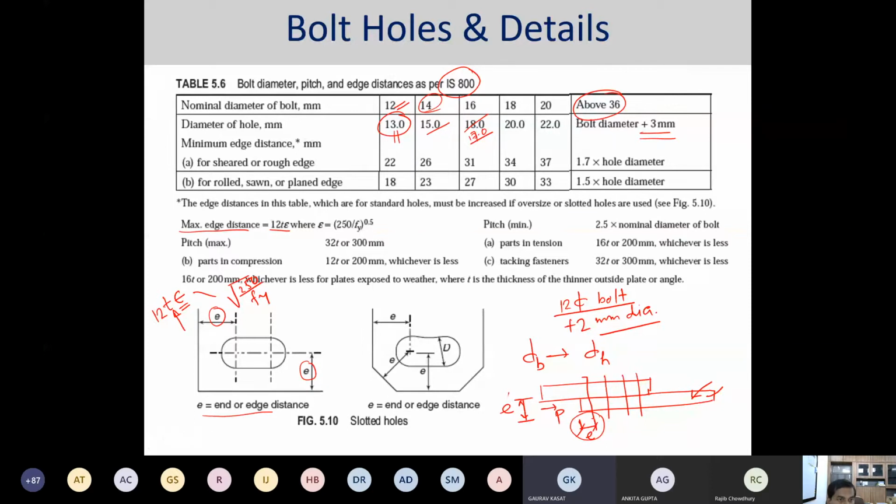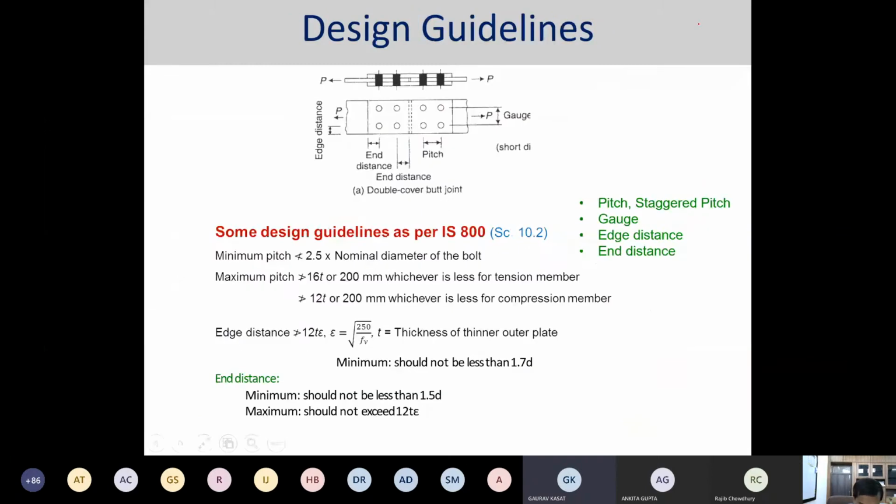Okay, I'll explain again. Rahul is saying that please explain the edge distance and end distance, maybe in the plan view. Fantastic. Let's say, Rahul, sorry.